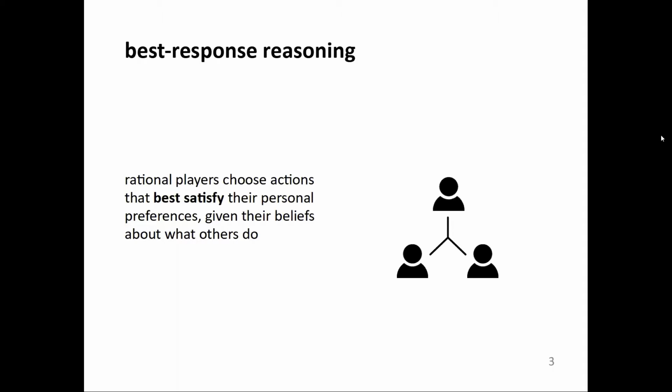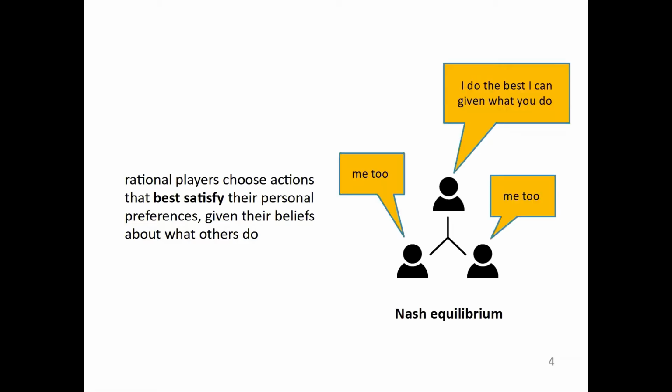According to this assumption, rational players choose actions that best satisfy their personal preferences given their beliefs about what other players in the game do. When all players act rationally and do the best that they can given what everybody else is doing, they are in a Nash equilibrium. And since no player has an incentive to act differently from how they do in an equilibrium, this is said to be a rational solution of a game.